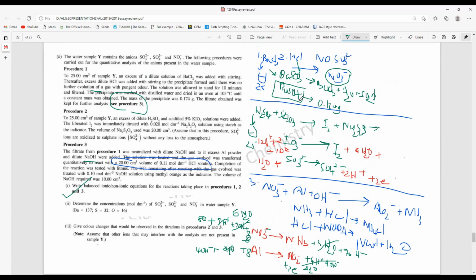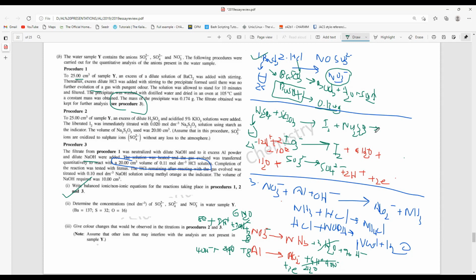Because here you have the weight of barium sulfate. Then you can divide this by the molecular weight of barium sulfate to find the number of moles. That is the first step. Then if you know the number of moles, you know the solution volume, that is 25 cubic centimeter. So you divide it by 25 into 10 to the power minus 3 to get the concentration in mol dm minus 3. Okay, so that is done.